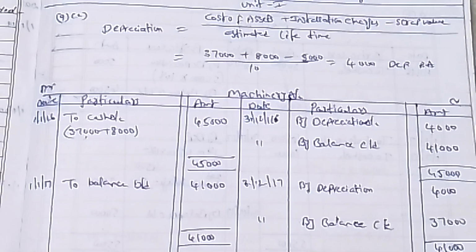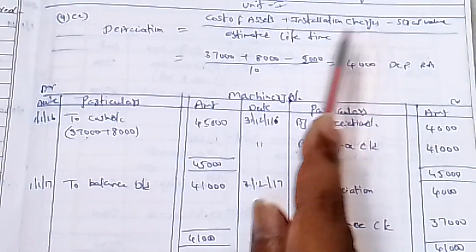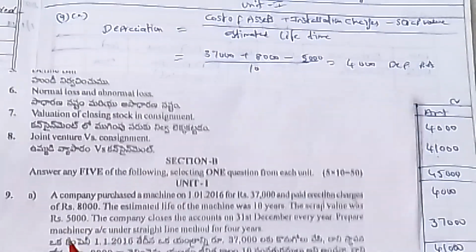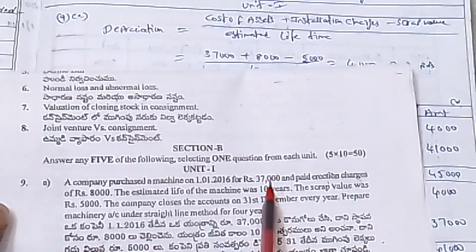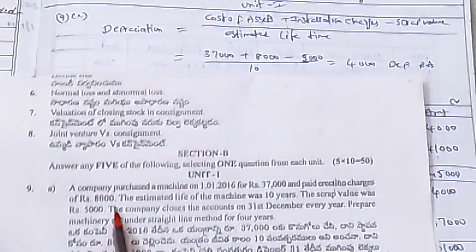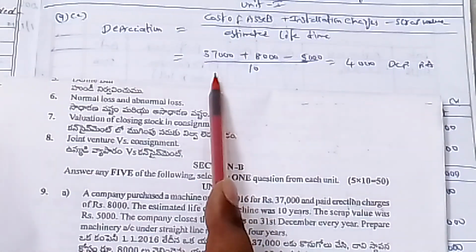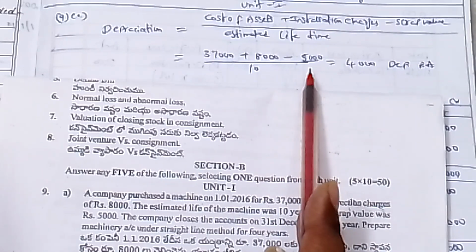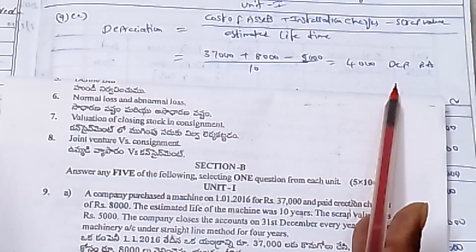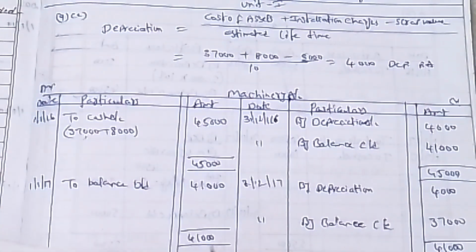Depreciation is equal to cost of asset plus installation charges minus scrap value, divided by estimated lifetime. In the question, the cost of asset is 37,000, installation charges 8,000, scrap value 5,000, and lifetime is 10 years. So 37,000 plus 8,000 minus 5,000 by 10 years. So depreciation is 4,000 rupees per annum. Let us see the machinery account.